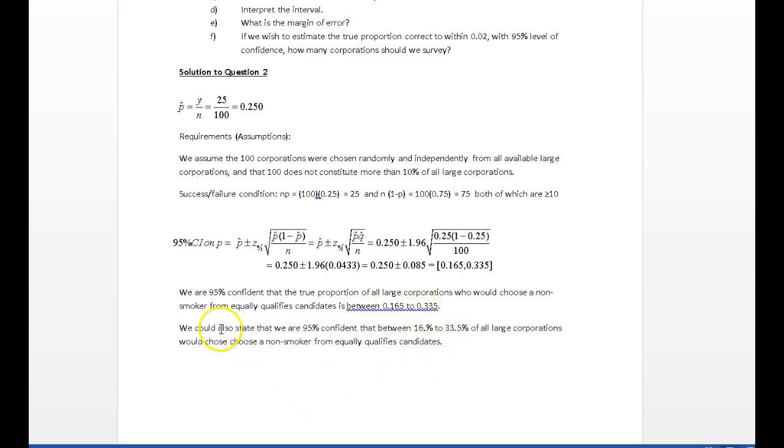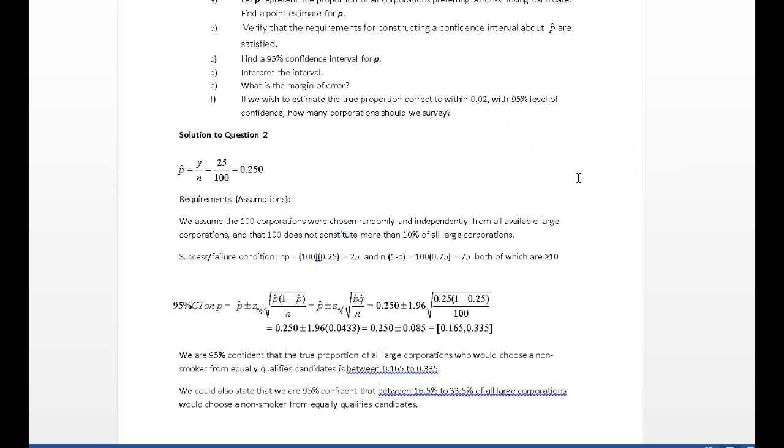Alternately, we could say that we are 95% confident that somewhere between 16.5% to 33.5% of all large corporations would choose a non-smoker from equally qualified candidates. Okay, so I could do it either way.